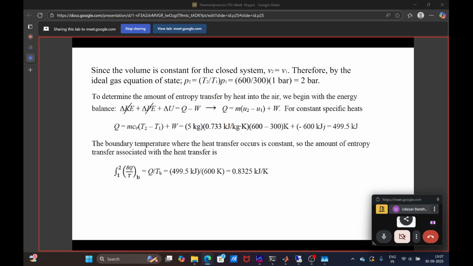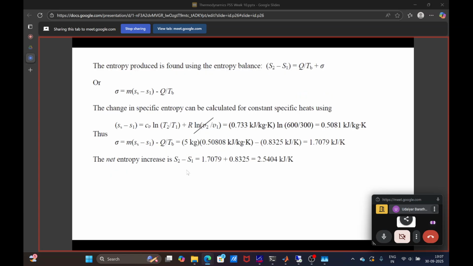Now the heat is being transferred at the boundary. So the amount of entropy transferred with the heat transfer is Q by T, because it is at constant temperature. So the entropy transfer is 0.8325 kilojoule per Kelvin. That is the amount of entropy which has been transferred, and the entropy produced is S2 minus S1 minus Q by T plus sigma. So integral Q by T, because T is constant, we can take Q by T.